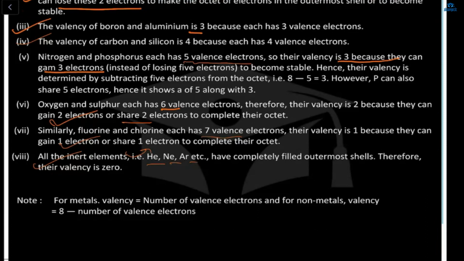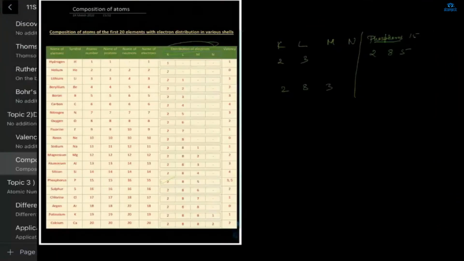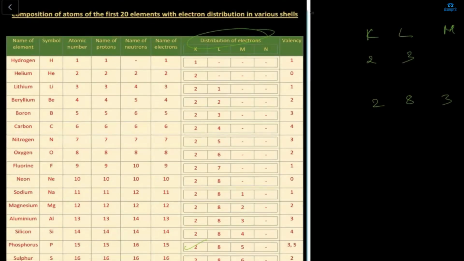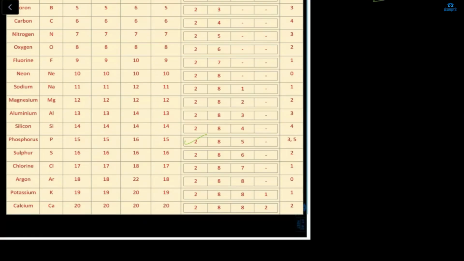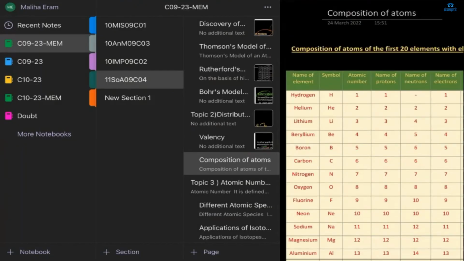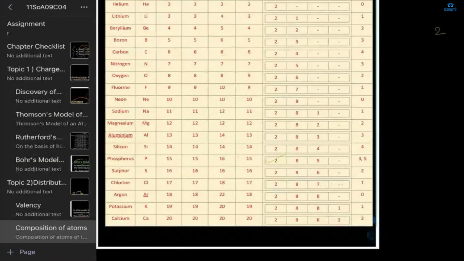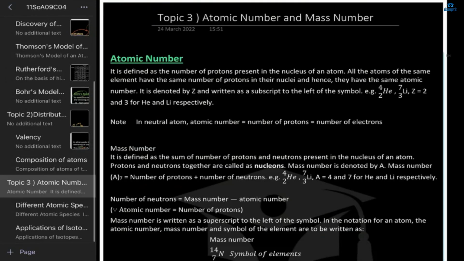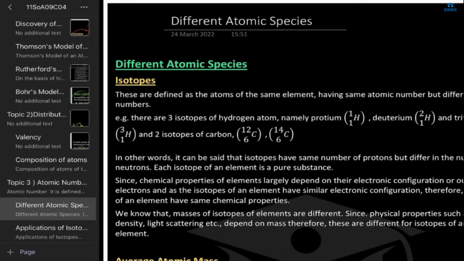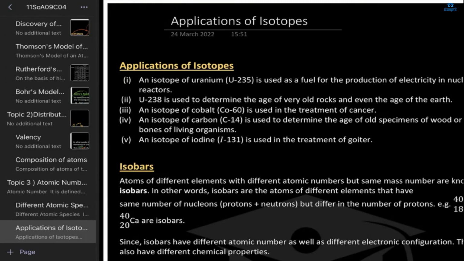So this is for metals, the number of valence electrons, but for D block it is a range. Now, what is the next one? This you already know. This is again your electronic configuration, and it only goes up to calcium. So in the next class, I'll teach atomic number, different atomic species, and applications of isotopes and isobars.